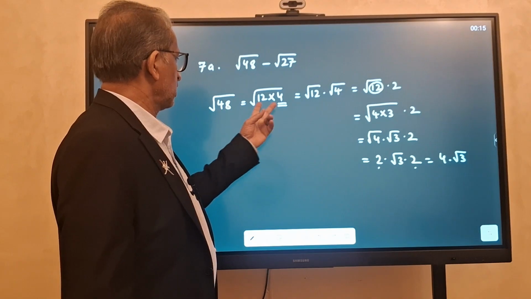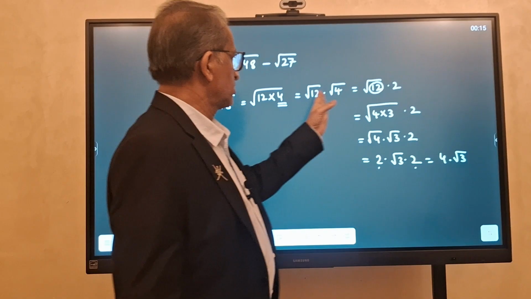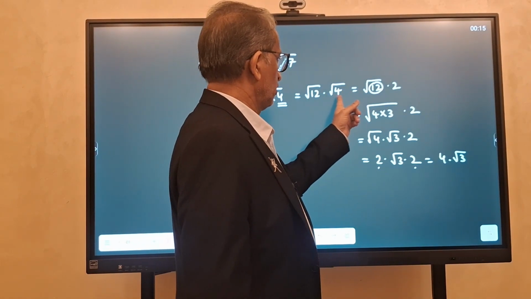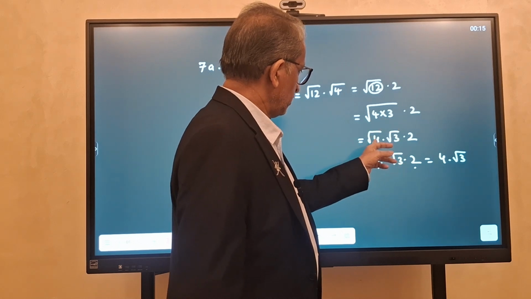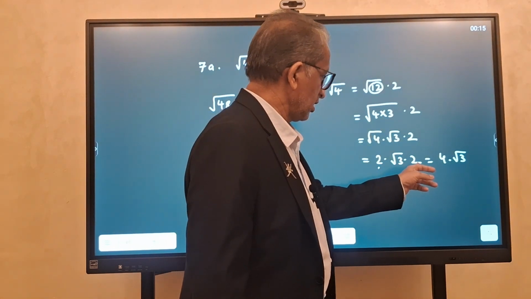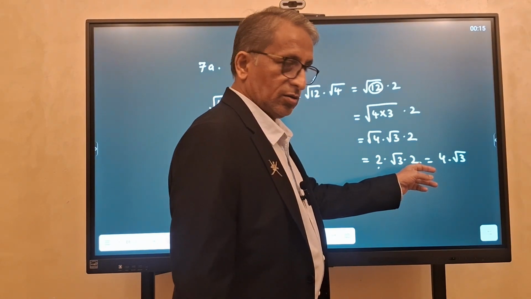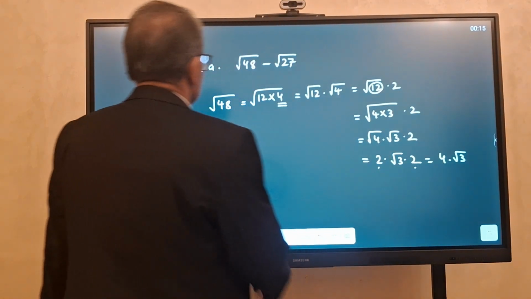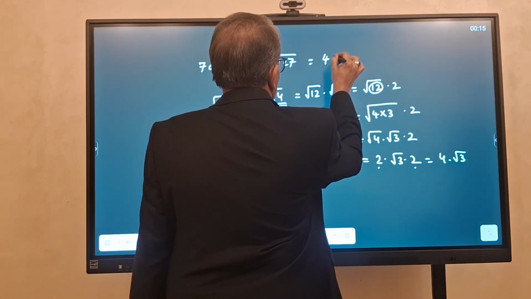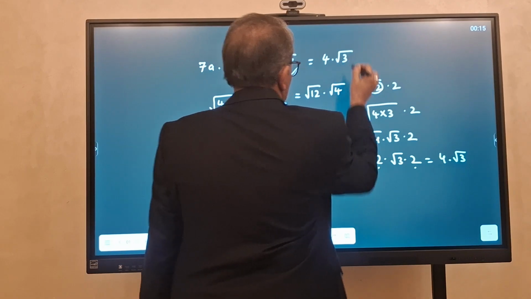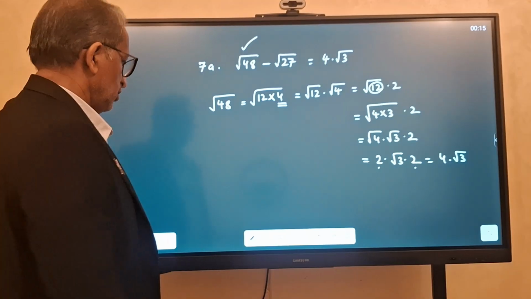So, find the factors of 48. One is a perfect square. Separate the square root. Square root of 4 is 2. Then again I find the factors. Again it is a perfect square. The numbers I multiply, but root 3 and 2 cannot multiply. So 4 root 3. So what is the first one? It is 4 times root 3, which is this. Okay.